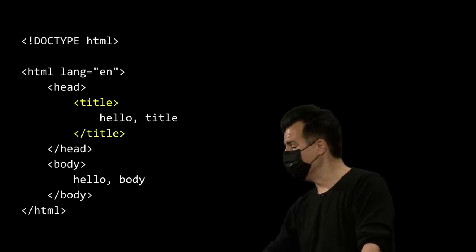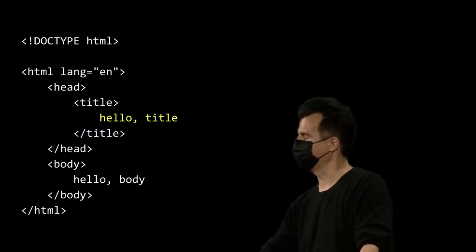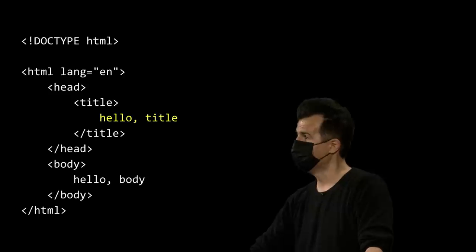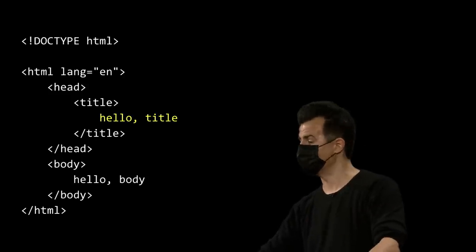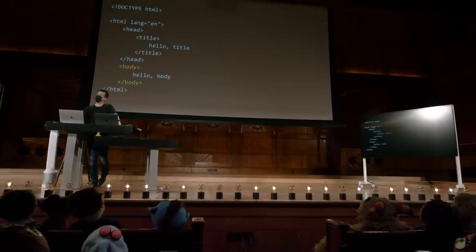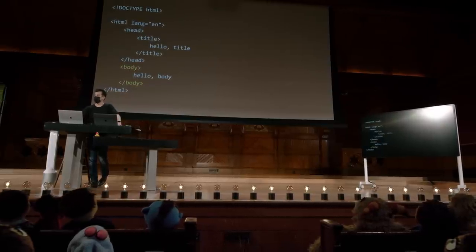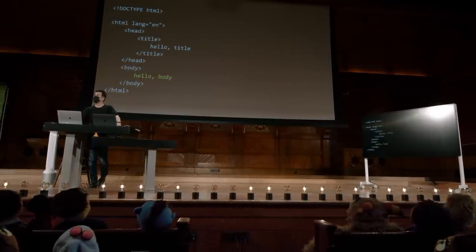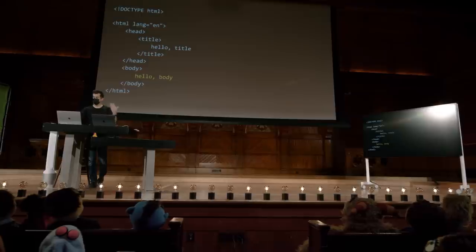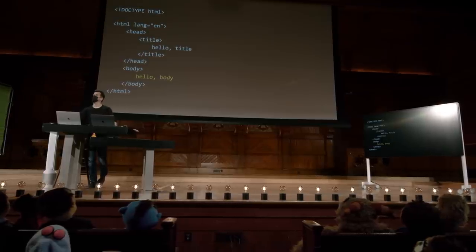And the title element has one child, which is just pure text, otherwise known as a text node. Recall node from our discussions of data structures weeks ago. If we jump then to the body, which is the other child of the HTML tag, it too has one child, which is just another chunk of text, a text node that says, quote unquote, hello body.